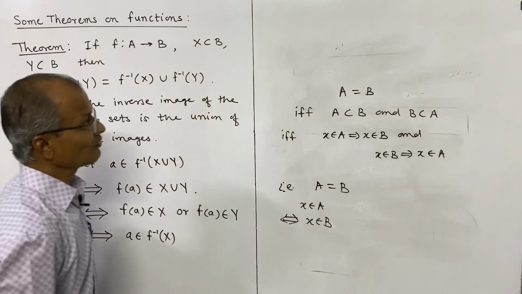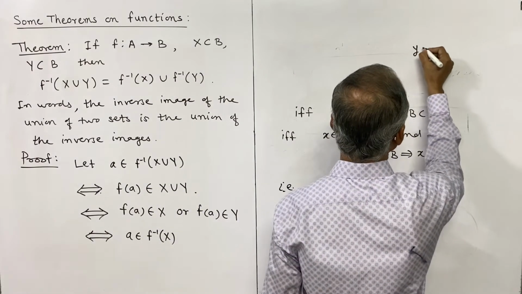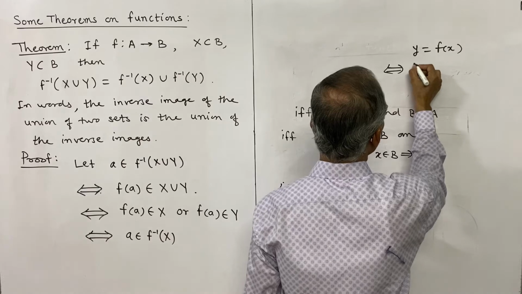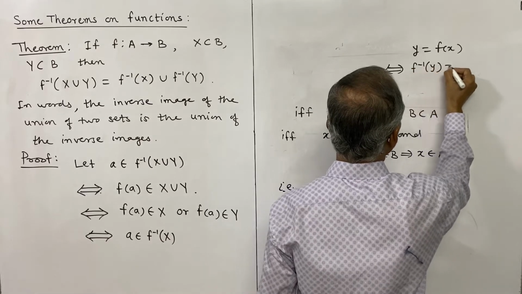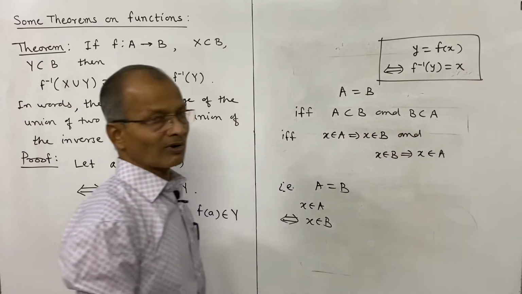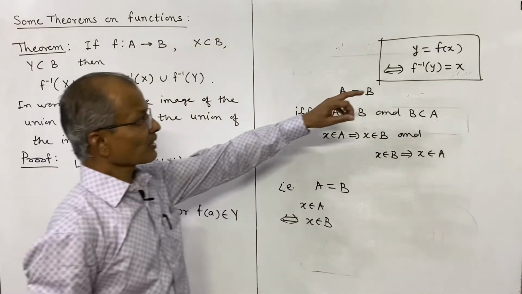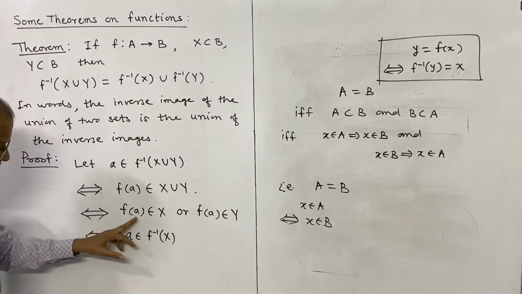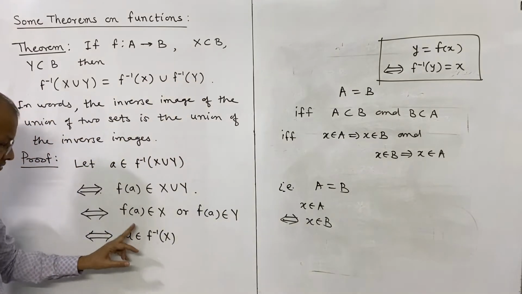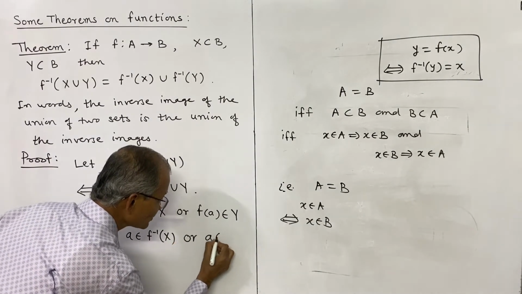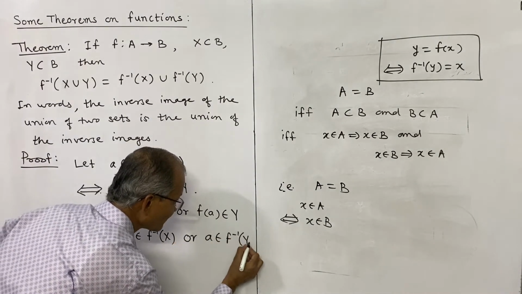Again shifting this. So what we have written is, if Y is equal to f of X, then this implies and is implied by f inverse of Y is equal to X. So this must be remembered: how to interconvert the statements in terms of f and f inverse. So we are writing if f of A belongs to X, then A belongs to f inverse of X, or A belongs to f inverse of Y.